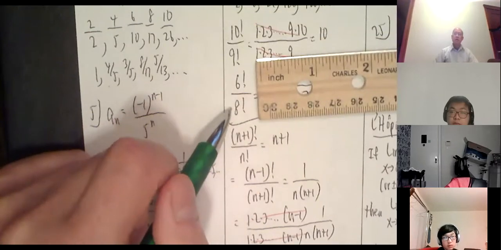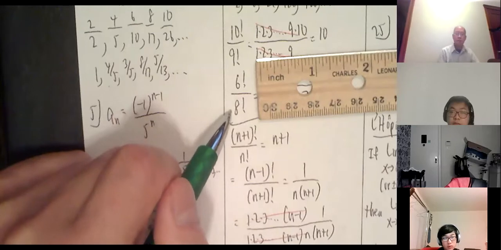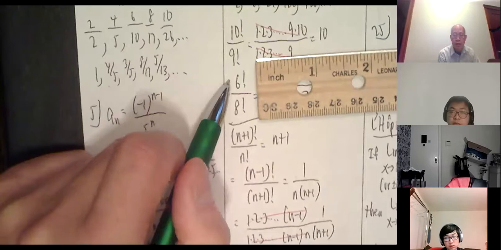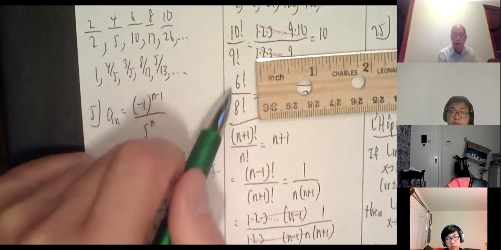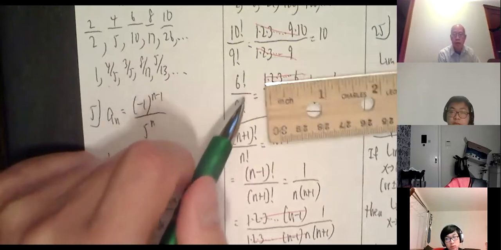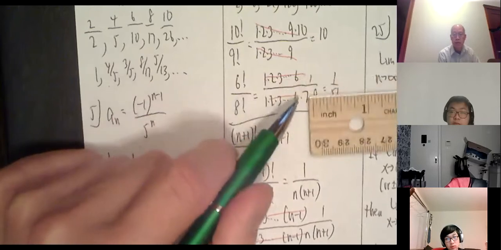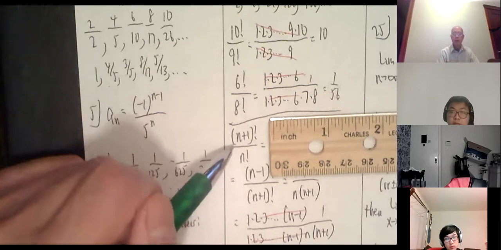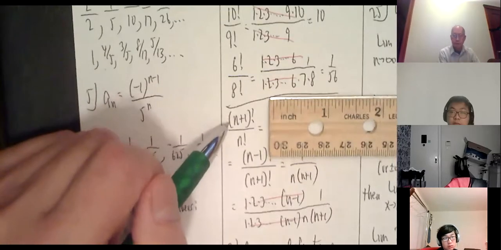This one, I say to myself, okay, the bottom has more. How many more? 2 more. What does the bottom have that the top doesn't? 7 and 8. They both share 1 times 2 times 3, 4, 5, 6. 7, 8 extra. Okay, so for this one, which has more, the top or the bottom, and how many more?